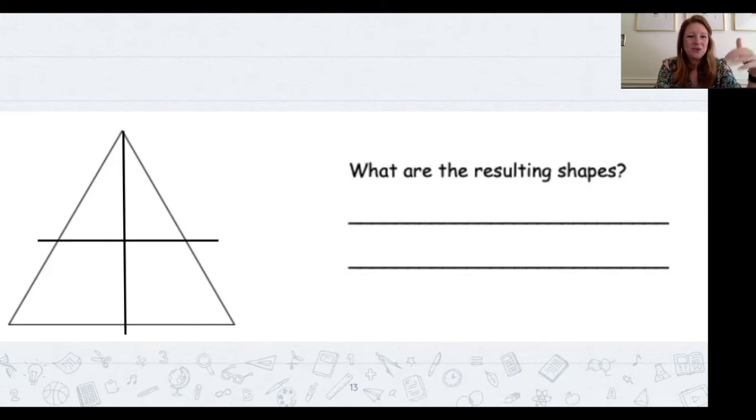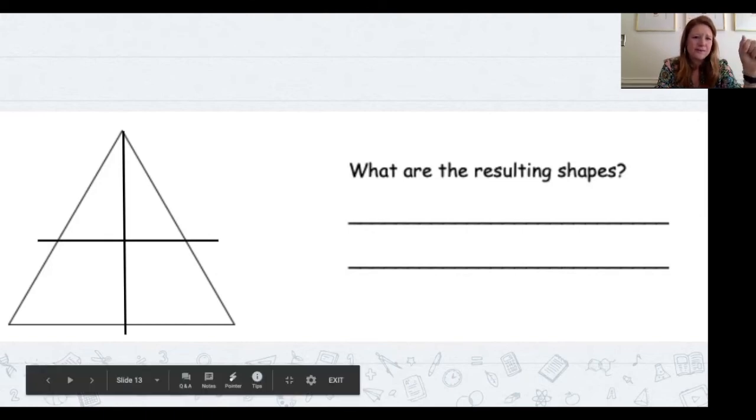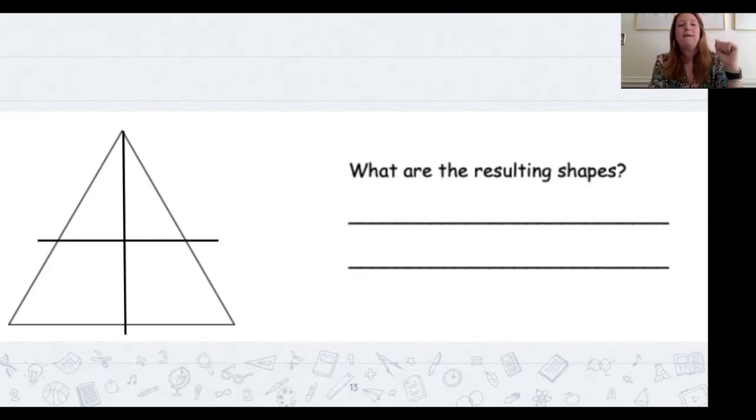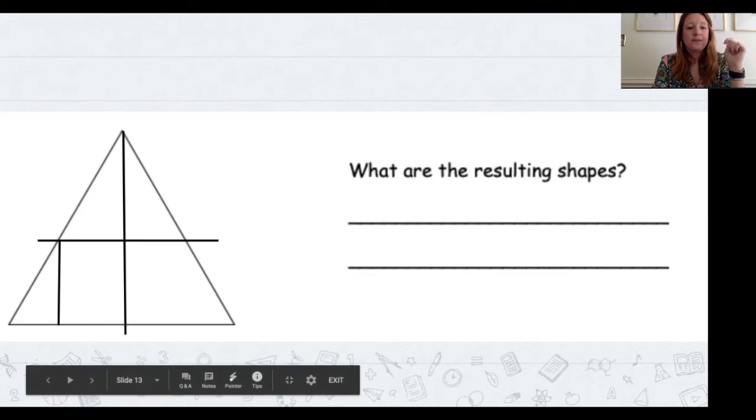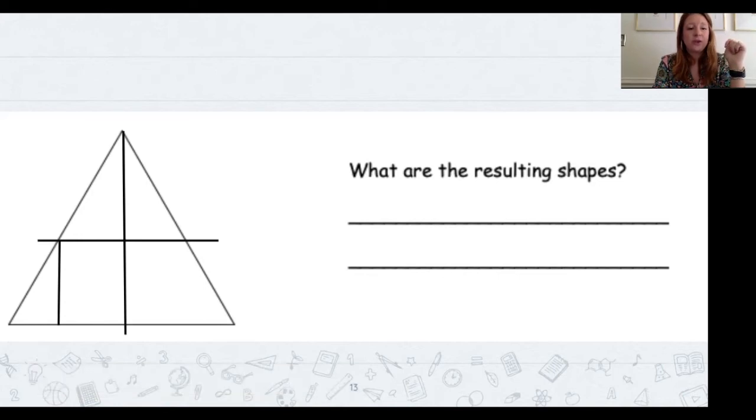So now I did a vertical line segment, and you're going to notice that I have two quadrilaterals and two triangles. Did your work look like mine by chance? It may have. All right, and then I wanted to break it up again. So I drew another line segment here. So now I see I have 1, 2, 3 triangles and 2 quadrilaterals.